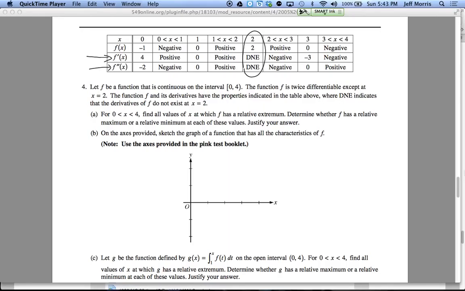What about the endpoints? That's relative extrema. We're not finding absolute extrema. The only time you worry about the endpoints is when we're doing absolute extrema. If they do relative, you only got to check critical values. That's a good clarification. So everybody listen. When they're asking for relative extrema, you only check critical values.